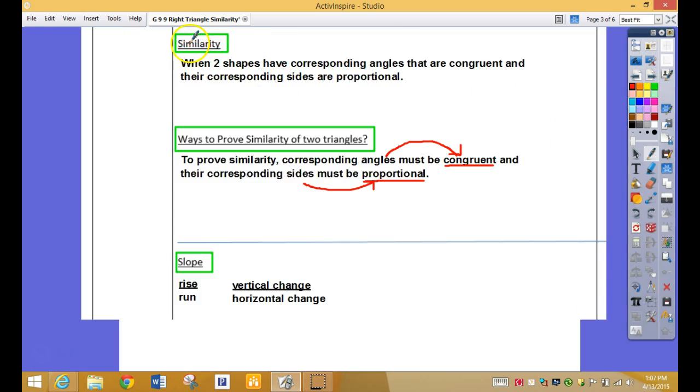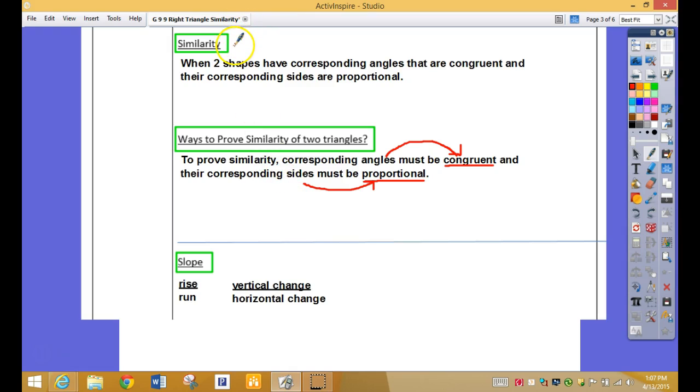And the last three vocab, similarity, when two shapes have corresponding angles that are congruent and their corresponding sides are proportional. Alright, so ways to prove similarity of two triangles. You prove that the angles are congruent, or you could prove it by showing me that the sides are proportional. So you find the ratio of each side, and if they all have the same ratio, they're all proportional, and that proves that they are similar.